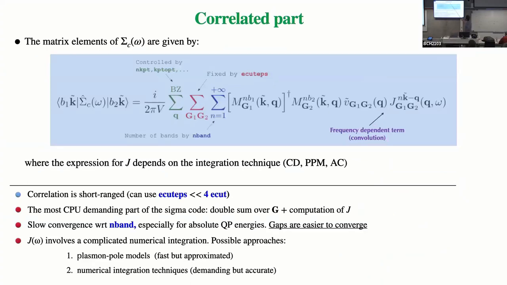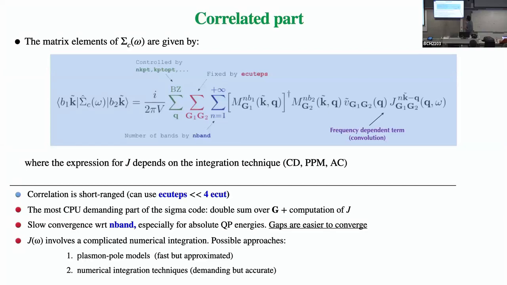This is the expression for the correlated part. I don't know if you have realized that in the Fock operator we only sum over occupied states. So the exchange part at the GW level is way faster than the correlated part, because in the correlated part we have again a sum over Q points in the full Brillouin zone, a double sum over plane wave indices that enter here and here, and matrix elements. And the number of plane waves is defined by the cutoff in the polarizability. Most importantly, in the correlated part, we have to sum over, in principle, an infinite number of states, and the convergence is very slow.